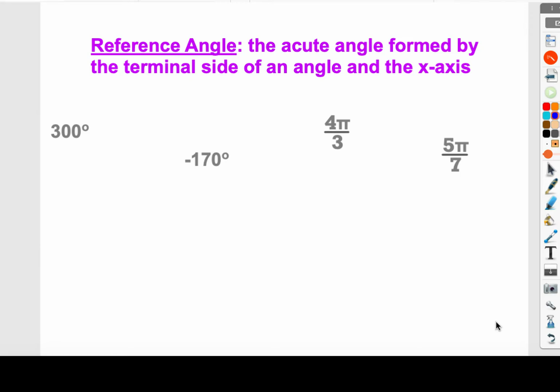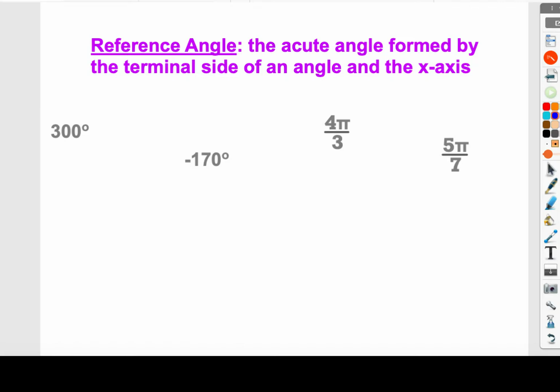All right, this video is going to talk a little bit about reference angles and how we can take advantage of reference angles when we're talking about calculating or finding the value of trig functions of fairly familiar angles. So the idea of a reference angle is actually a fairly simple one.